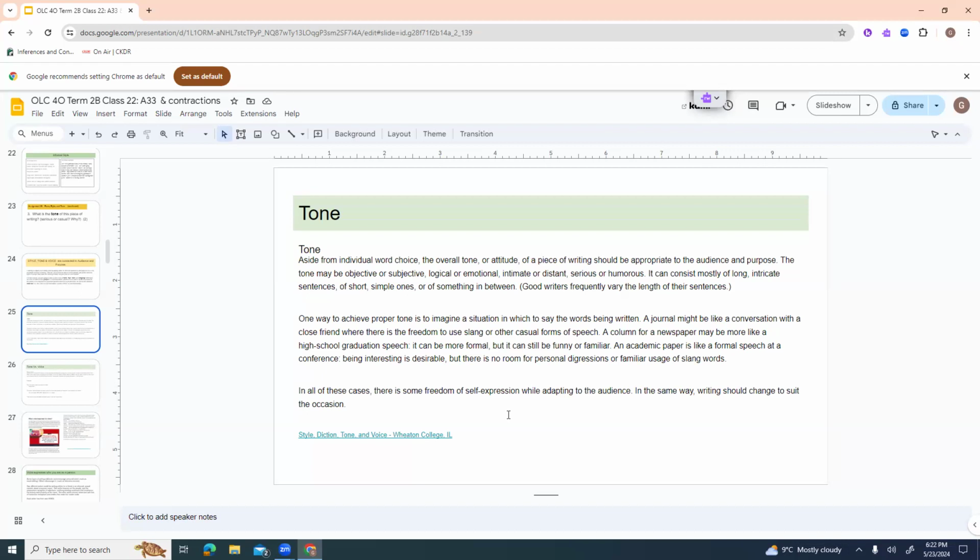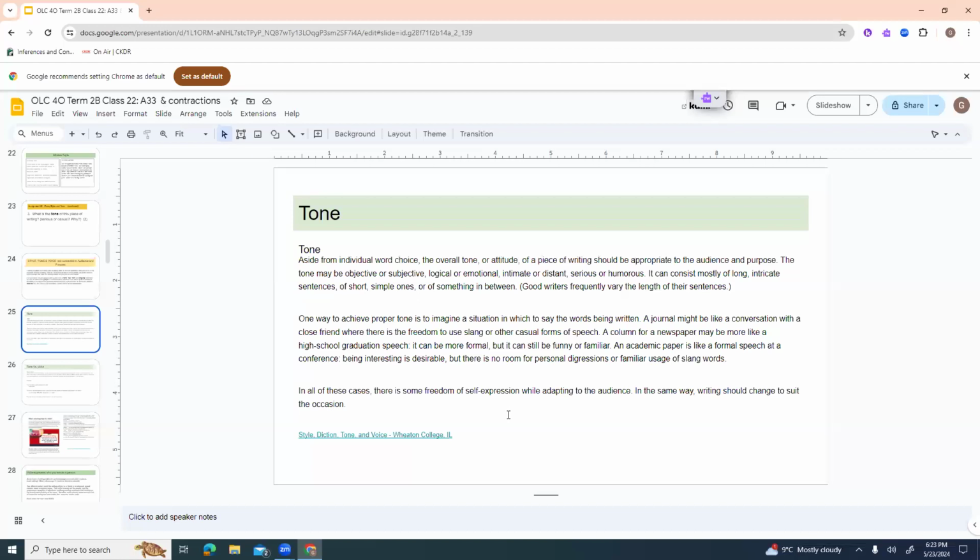One way to achieve proper tone is to imagine a situation in which to say the words being written. A journal might be like a conversation with a close friend, where there's the freedom to use slang or other casual forms of speech. A column for a newspaper may be more like a high school graduation speech. It can be more formal, but it can still be funny or familiar. An academic paper is like a formal speech at a conference. Being interesting is desirable, but there's no room for personal digressions or familiar usage of slang words.